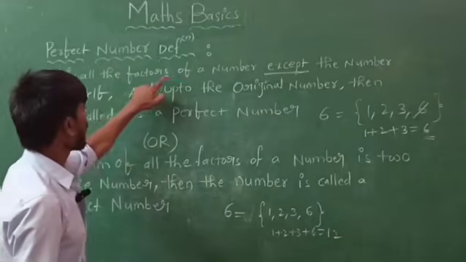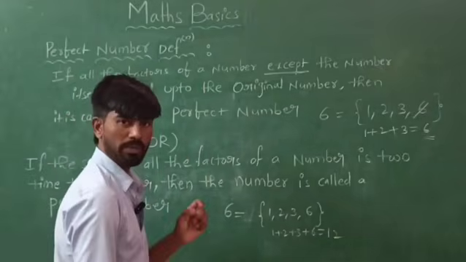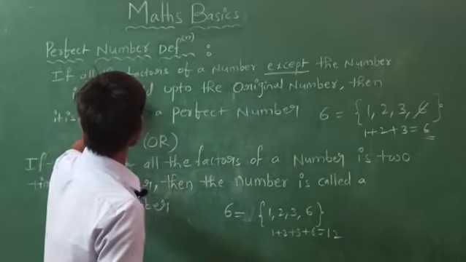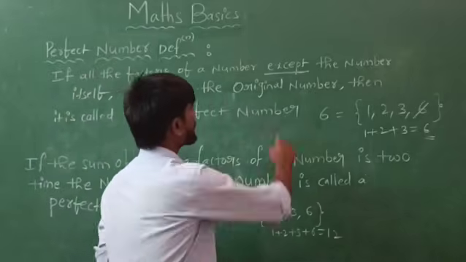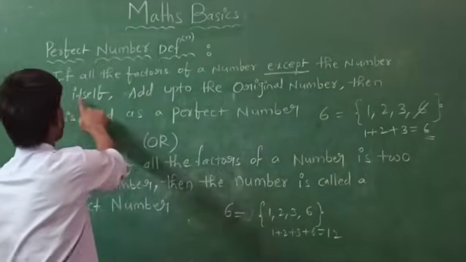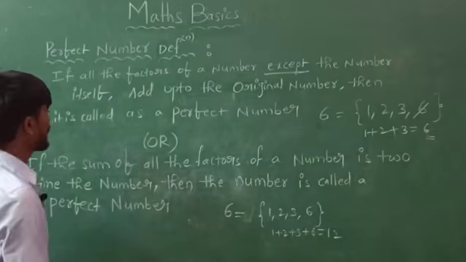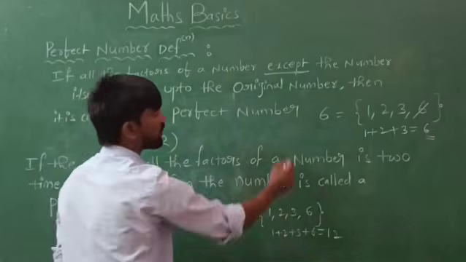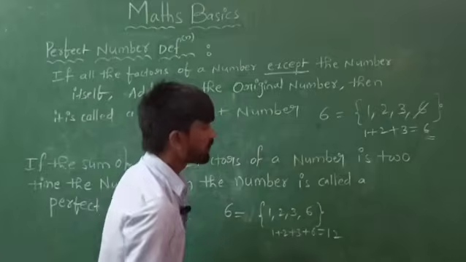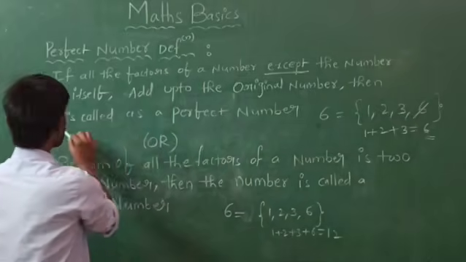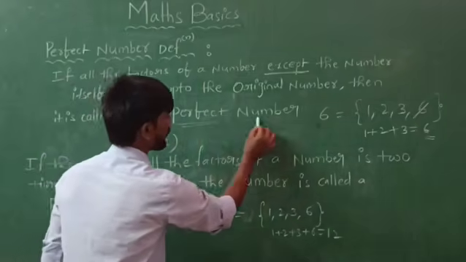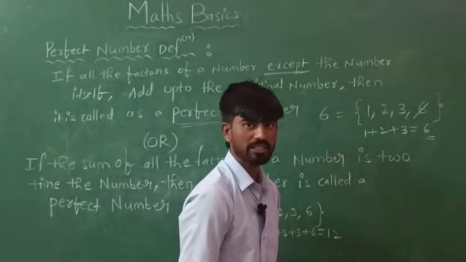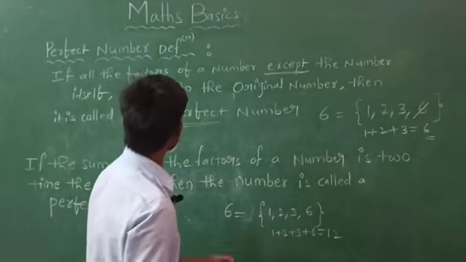Here, if all the factors of a number, suppose I'm taking one number, all the factors of a number except the number itself, add up to the original number, then it is called a perfect number. I'm going to explain clearly.